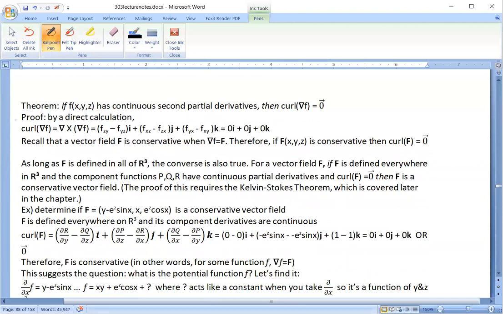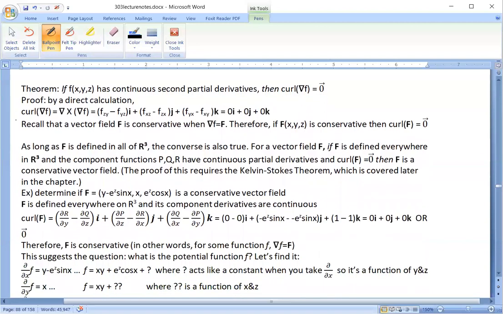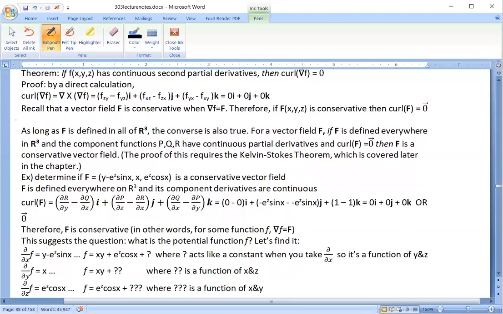So now we go into the next component. We know that dy of f had better be my second component of my vector field. So dy of f equals x. So get back to f by integrating with respect to y. So integrating with respect to y just gives me xy, but again, plus a constant. And that constant can include x's and z's. And then in the third component, we know that dz of f has to equal e to the z cos x from my vector field. So integrate with respect to z, and we get e to the z cos x. But again, plus a constant, where that constant can include, in this case, x and y's. So that's a function of x and y. So now we have to put this all together and make a function such that all three of these things are true. Now, how do we do that?